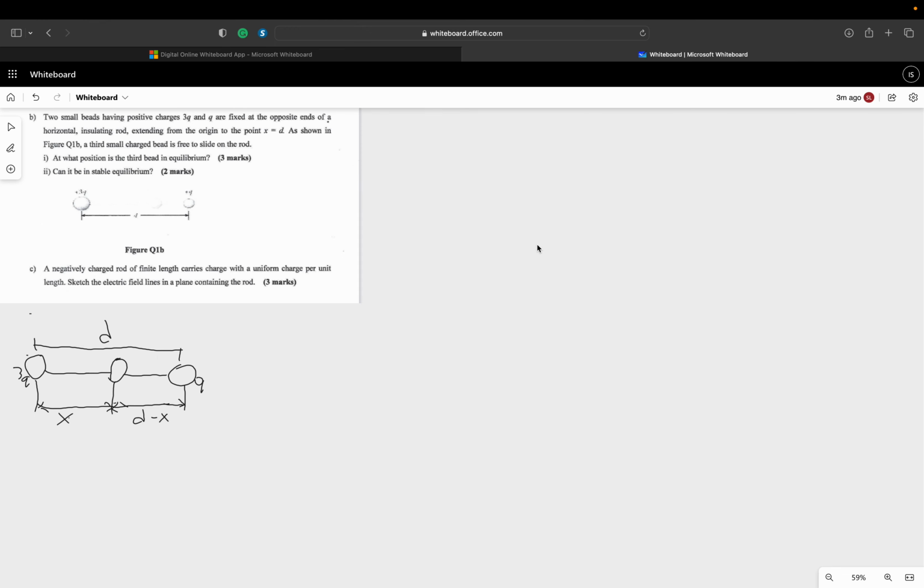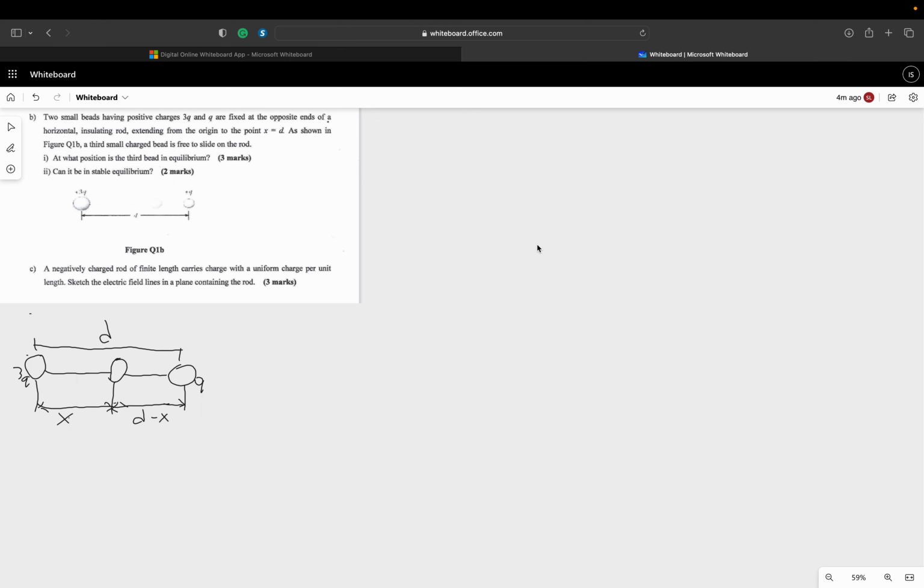Today we're gonna solve the Higher National Diploma Exam 2022 session, General Physics, question 1B, which says two small beads having positive charges 3Q and Q are fixed at the opposite ends of a horizontal insulating rod extending from the origin to the point x equals d, as shown in the figure Q1B. A third small charged bead is free to slide on the rod. Roman 1: At what position is the third bead in equilibrium?